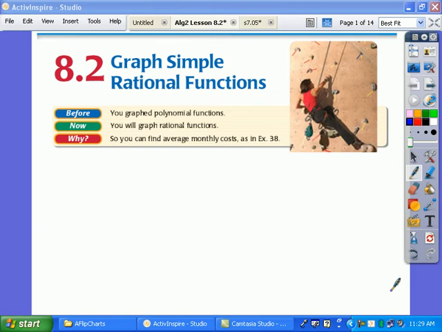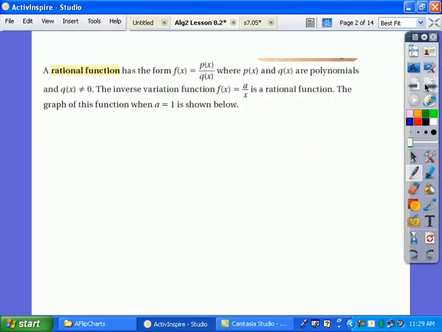This is section 8.2. We're looking at rational functions. So to start us off, we need to know what we mean when we say rational function. A rational function is a fraction of polynomials. Okay? That means in this chapter we're going to be dealing with fractions, everyone's favorite. Moreover, these fractions are going to have variables on the bottom.